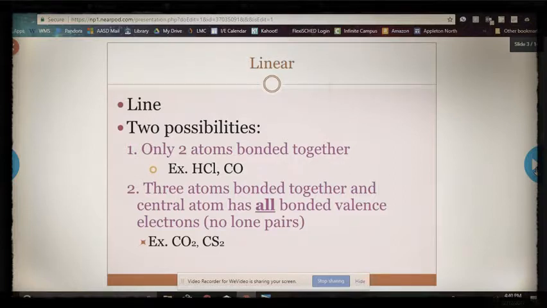Another way that you can get a linear shape is when you have three atoms bonded together, and the central atom has all bonded valence electrons. So there are no lone pairs, no unbonded electrons on that central atom. Remember, the outside atoms don't matter, but the central atom does. So let's look at some examples of those. We have carbon dioxide, CO2, and carbon disulfide, CS2. Those would be two examples in which you'd have all bonded valence electrons.